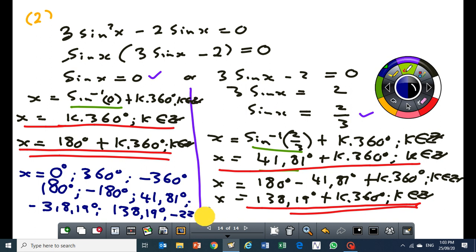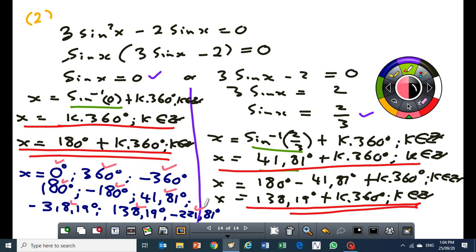22,81. Right? Then let's try k equal to 2. If you put k equal to 2, you get values that are outside the interval. K equal to minus 2, you also get values that are outside the interval. So our solutions or values of x for these trigonometric equations are going to be these. They are not in ascending order.